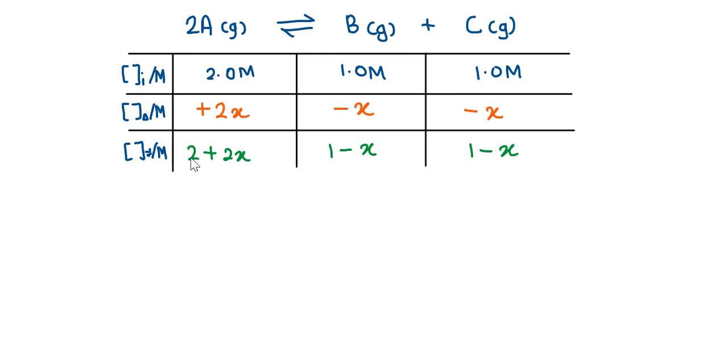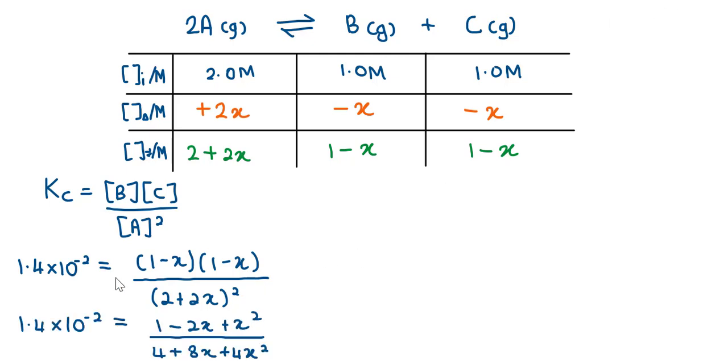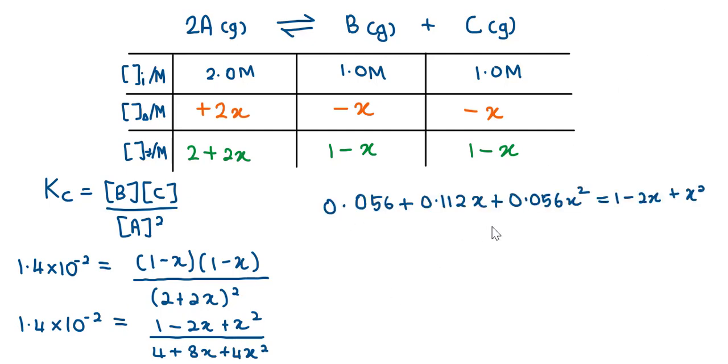So first, write down the Kc expression. We already have the value of the Kc, and then substitute the concentrations at equilibrium for B, C, and A. And then solve the mathematical problem. We will have a quadratic equation. So rearrange it until you have the quadratic expression, which is this expression.